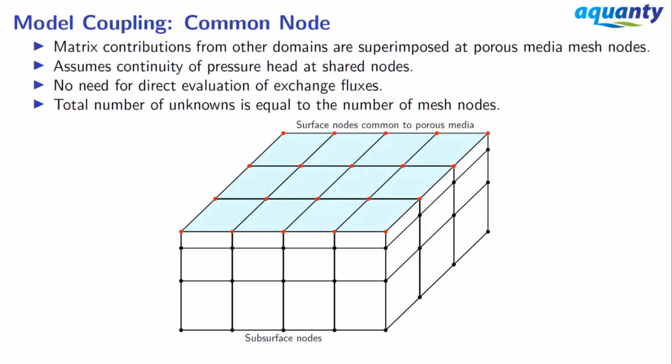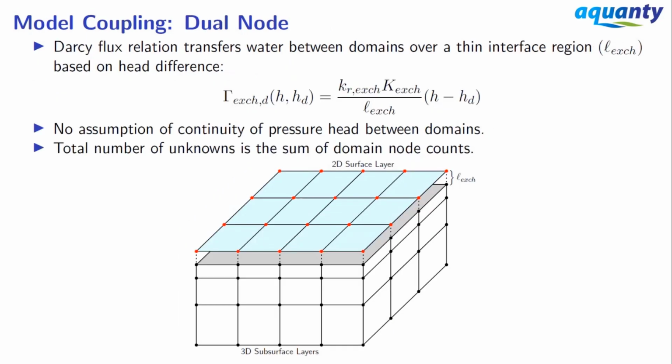So there are two options for model coupling between the porous media domain and other domains, such as the overland flow domain in HGS. The first that we'll discuss is the common node approach. In this case, matrix contributions from other domains are superimposed onto the porous media mesh nodes. So it has to assume a continuity of pressure head at the shared nodes. There's no need for direct evaluation of exchange fluxes, and the total number of unknowns is equal to the number of mesh nodes. The other option is to use the dual node approach.